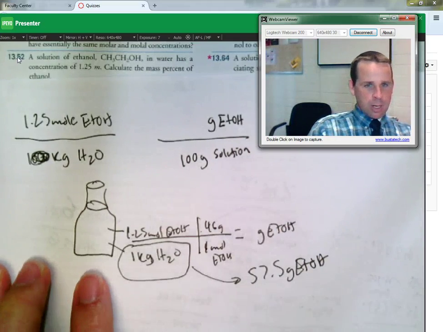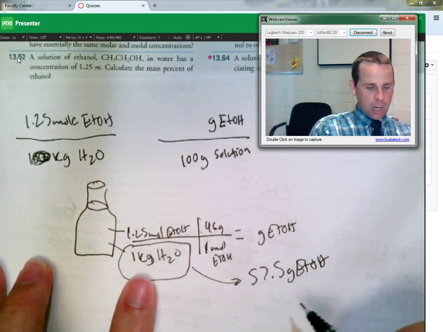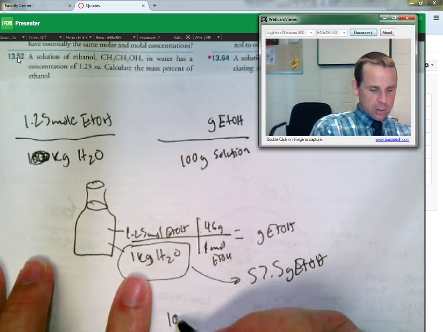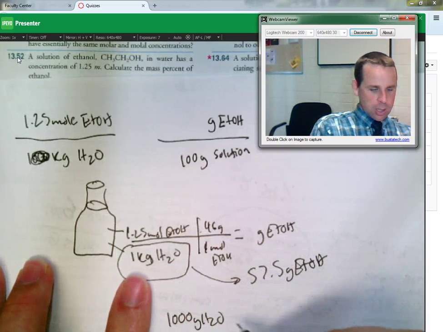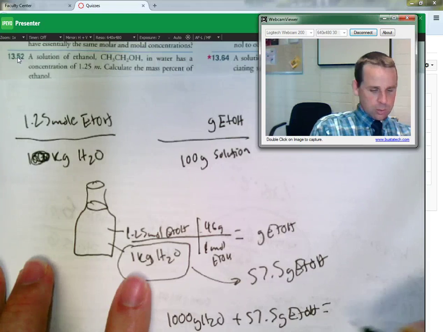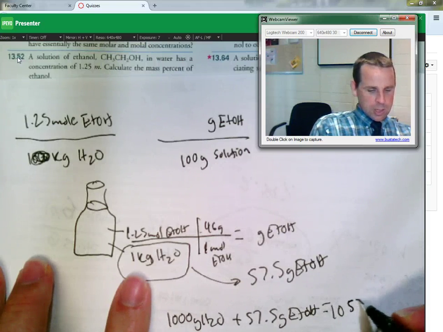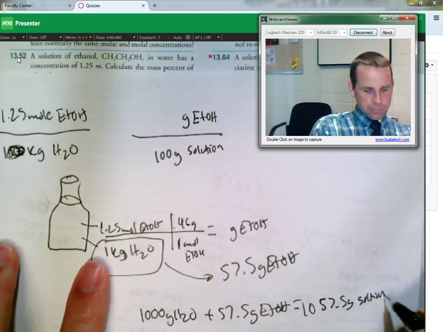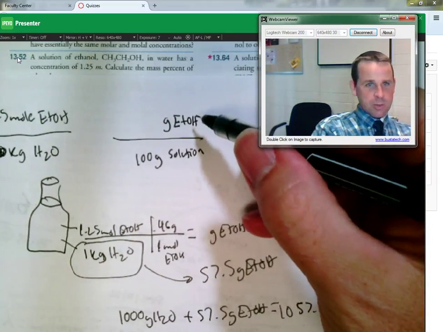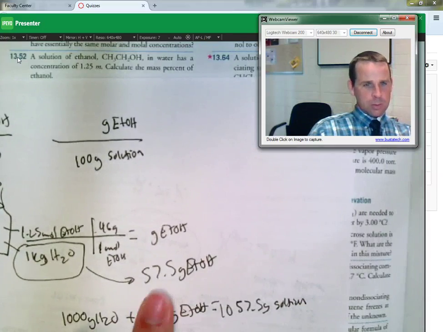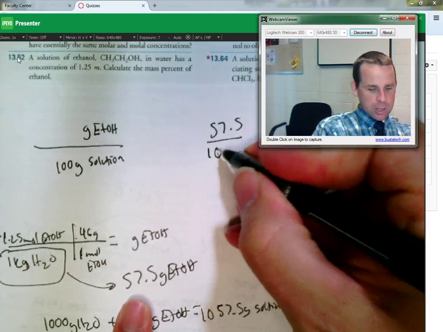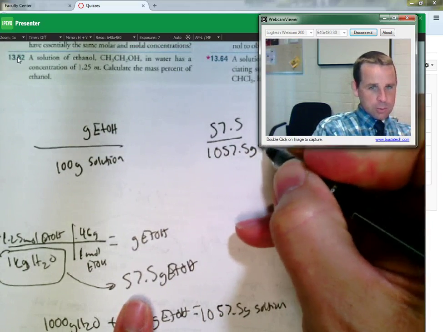So in this container right now, I see that I have how many grams of solution? Well, the solution contains 1,000 grams of water and 57.5 grams of ethanol. So that's a total of 1,057.5 grams of solution. So I can take grams of ethanol over grams of solution, and grams of ethanol is 57.5 over 1,057.5 grams of solution.